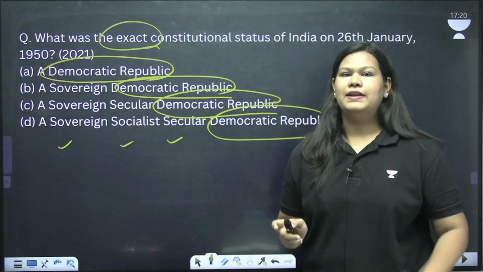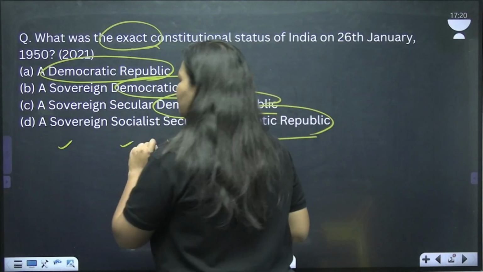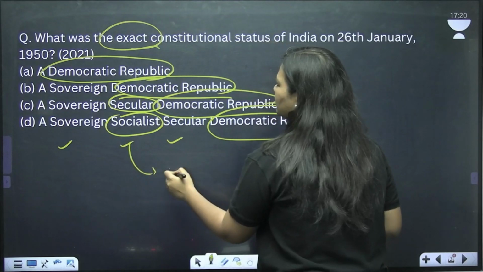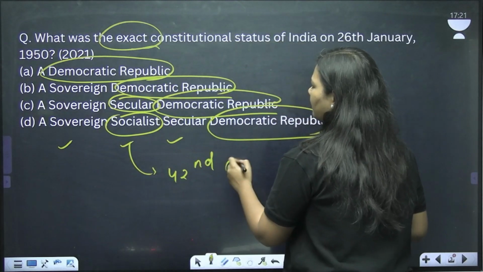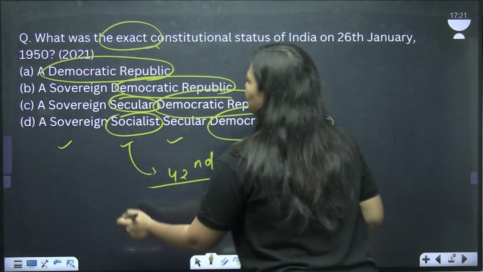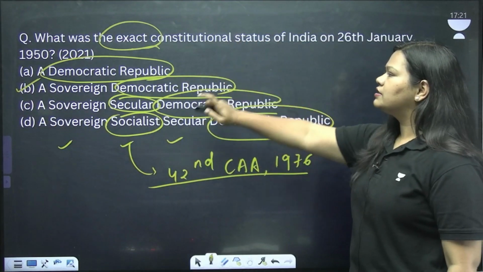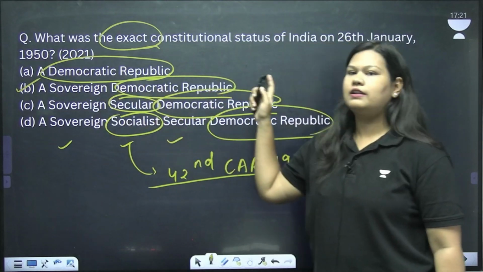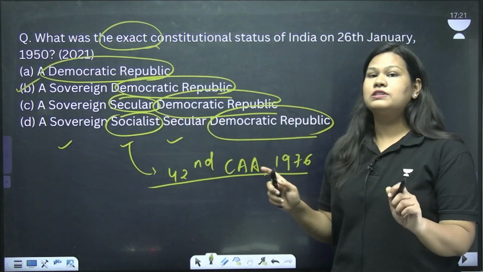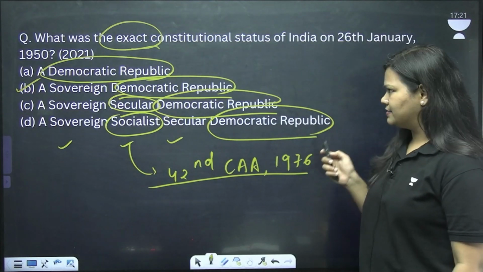And hence you need to decide what was the exact constitutional status. If you have read the preamble, you know that the word sovereign was already there. The words socialist and secular were added by the 42nd Constitutional Amendment Act in the year 1976. So the correct answer would be option B. Exact constitutional status was sovereign democratic republic. India was secular back then, but the term exclusively was added by the 42nd Constitutional Amendment Act. So this was the answer.